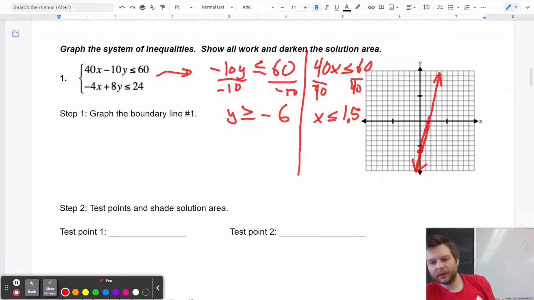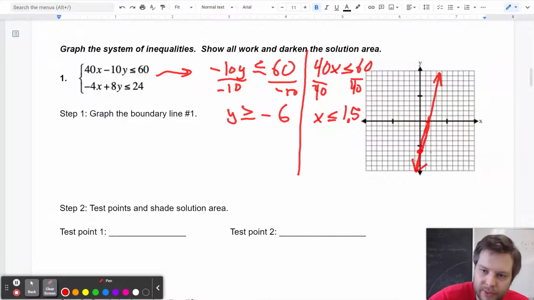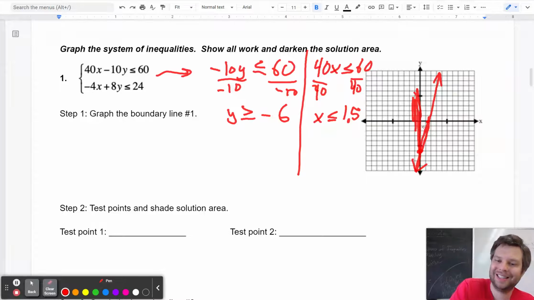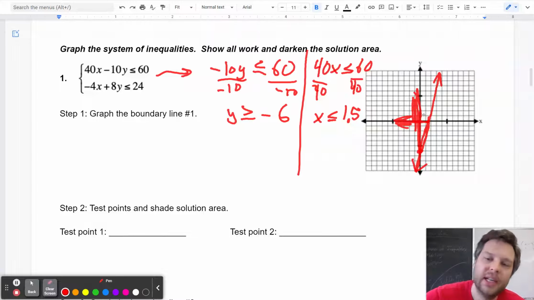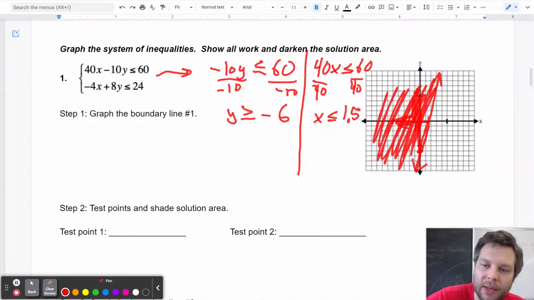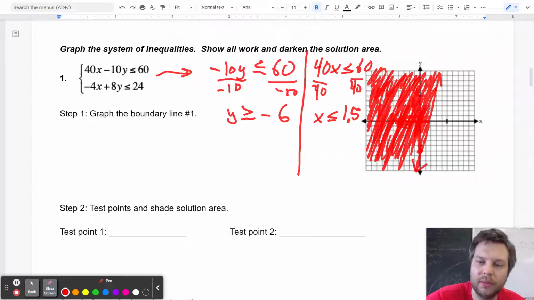I have two inequalities here. And you might be saying, how do I get both these inequalities to be true? Well, the first one says y is greater than or equal to negative 6. So I know I need to shade up from that. And the second one says x is less than or equal to 1.5. So I need to shade to the left from that. And that shows me that I'm going to shade up and to the left from my boundary line. It's pretty nice when you have the same answer from both your inequalities. If you don't have the same answer, something went wrong.